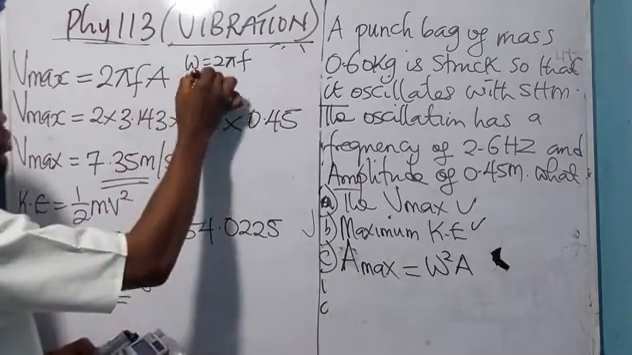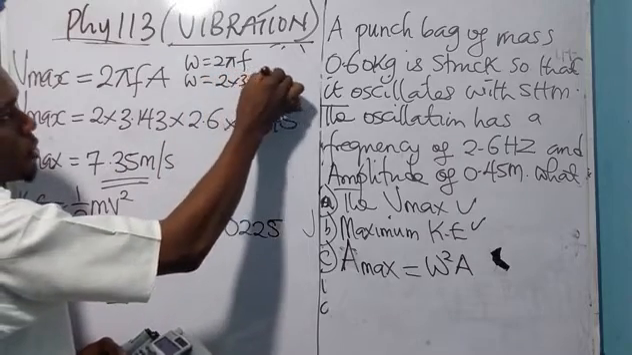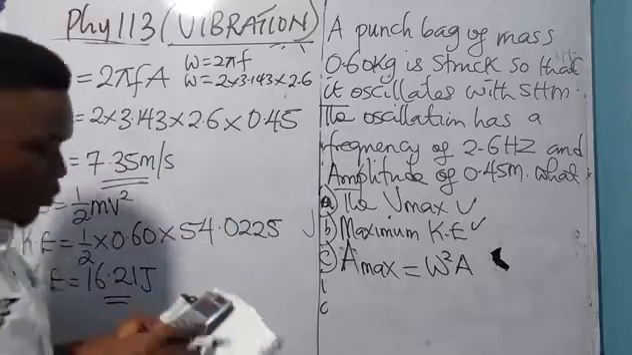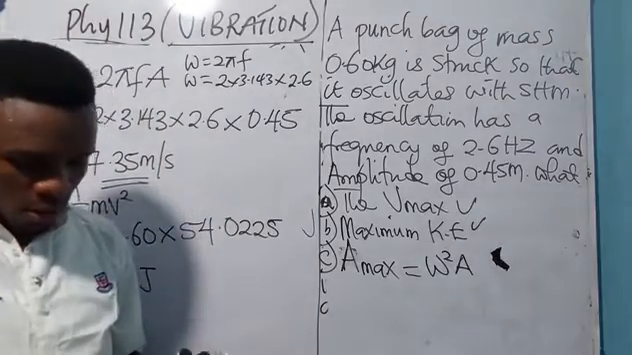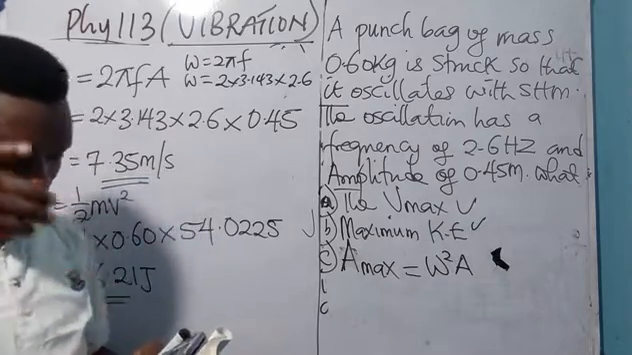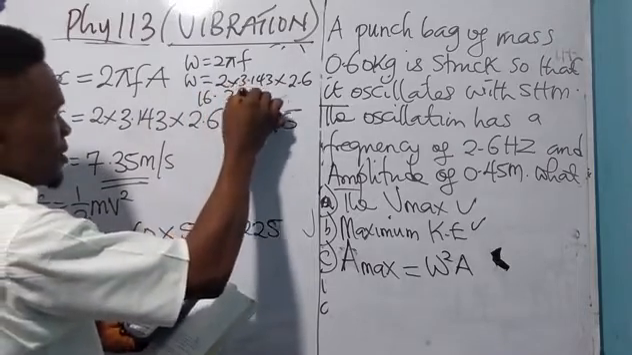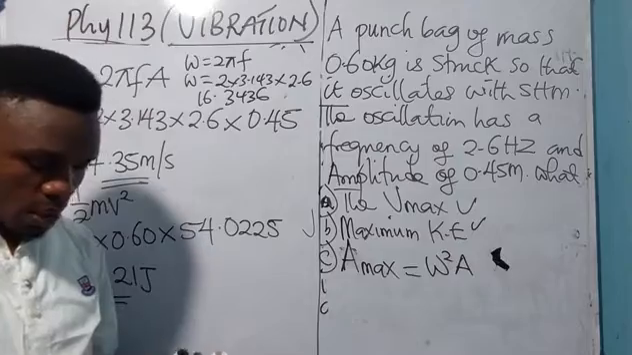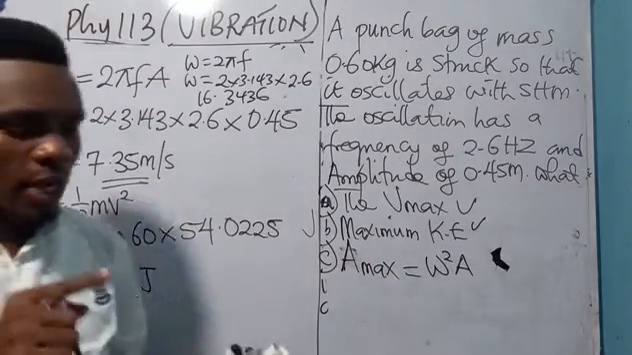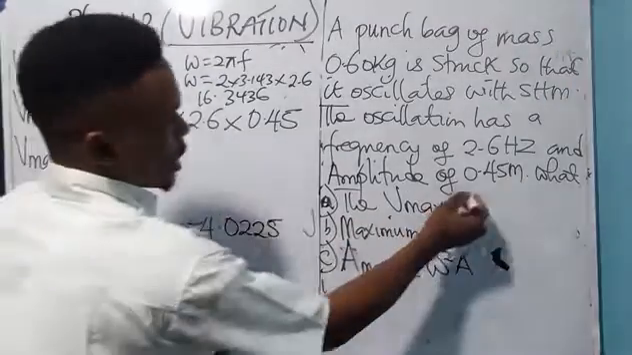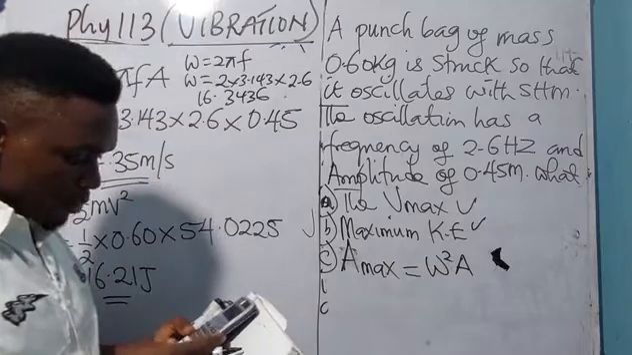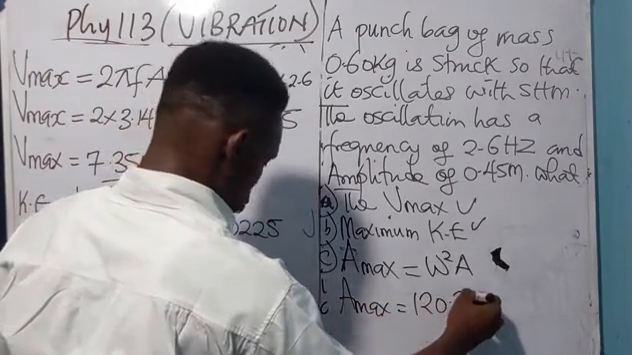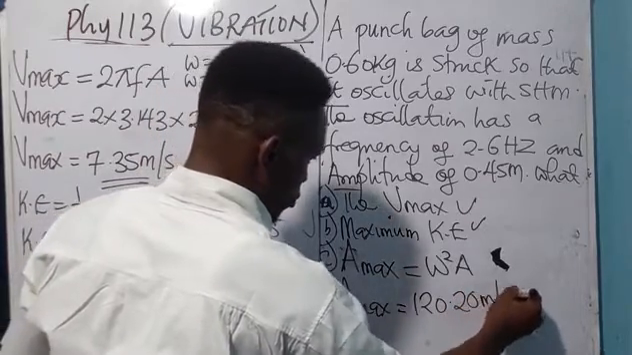Now, let me just solve it bit by bit. W, which is the angular velocity, is 2 times 3.143 times the frequency, which is 2.6. So let's multiply: 2 times 3.143 times 2.6 equals 16.3436. Therefore, 16.3436 squared equals 267.11, then times the amplitude 0.45, I'm going to have A max as 120.20 meter per second squared.